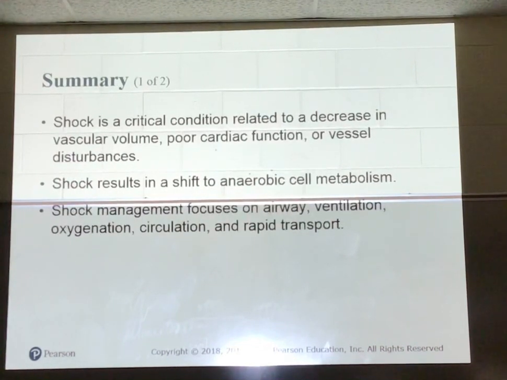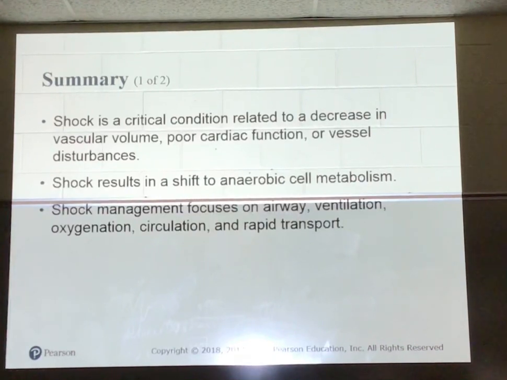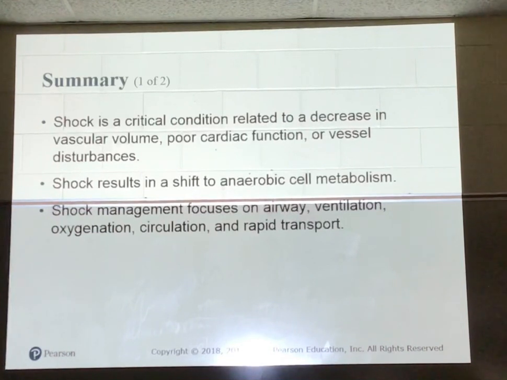All right, shock is a critical condition. It's characterized as hypovolemic, distributive, cardiogenic, or obstructive. The name implies the actual etiology of the poor perfusion state. Types of shock include hemorrhagic, non-hemorrhagic, anaphylactic, neurogenic, cardiogenic. It can progress through two stages: compensated and decompensated.